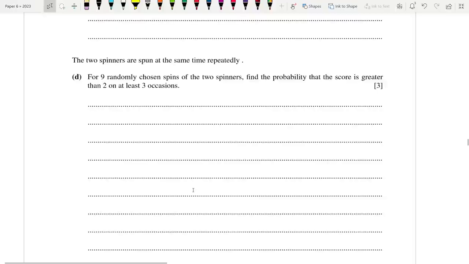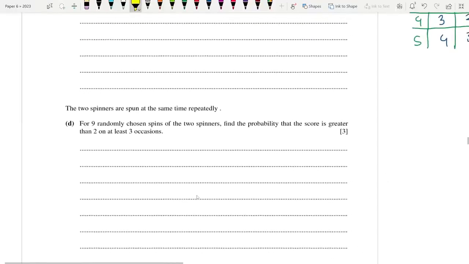The two spinners are spun at the same time repeatedly. Okay, now this is a geometric distribution. Whenever you see the word repeatedly, it is geometric. So now the geometric distribution is new. So we can say that y is geometrically distributed. And what is the probability of success?